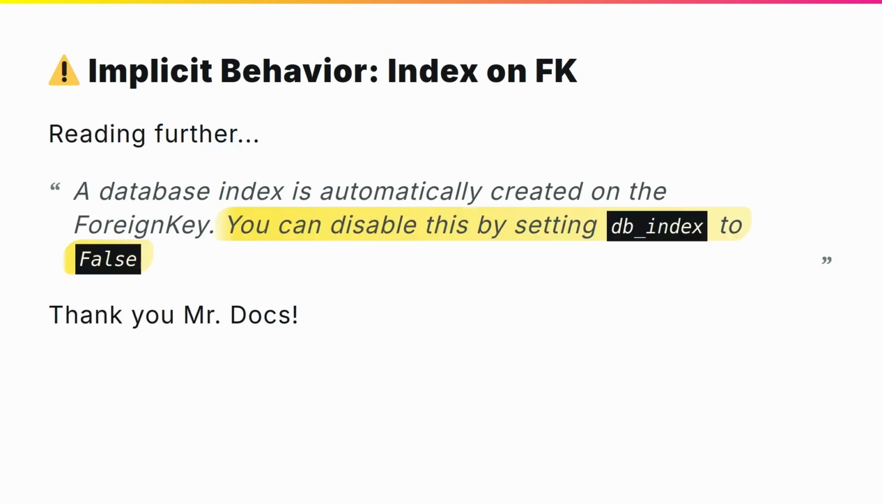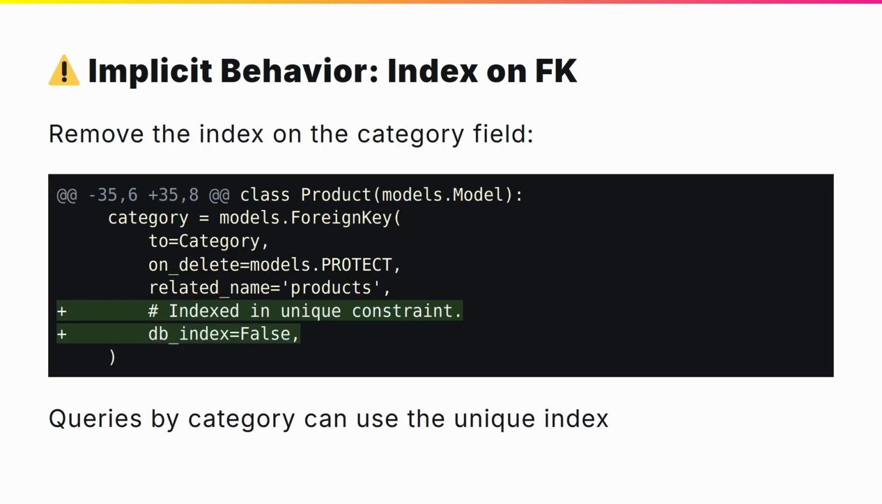If you continue reading, you can see that you can control this behavior by setting DB index to false. Okay? So let's go ahead and do that. So we go back to our model. We add db_index=False. And just to leave something for the next guy, I'm also adding a comment explaining that this is indexed by a unique constraint. The good reason I decided to ditch this index, right?